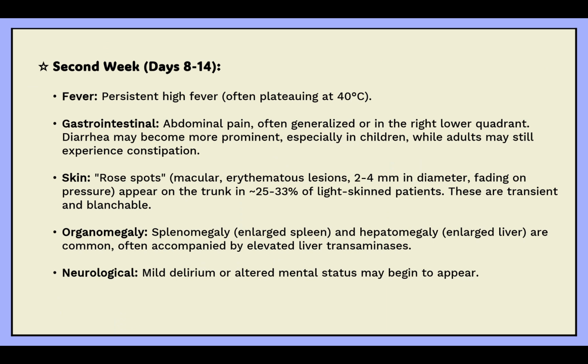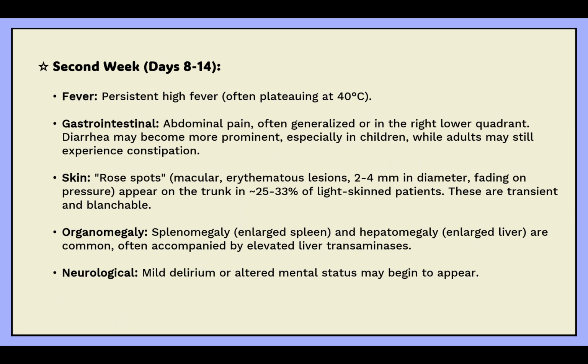A classic, though not universally present, skin manifestation is the appearance of rose spots. These are macular erythematous lesions, 2 to 4 mm in diameter, that fade on pressure and appear on the trunk in approximately 25 to 33% of light-skinned patients. They are transient and blanchable.